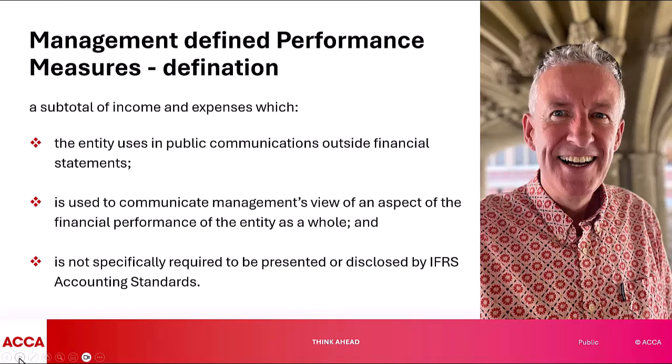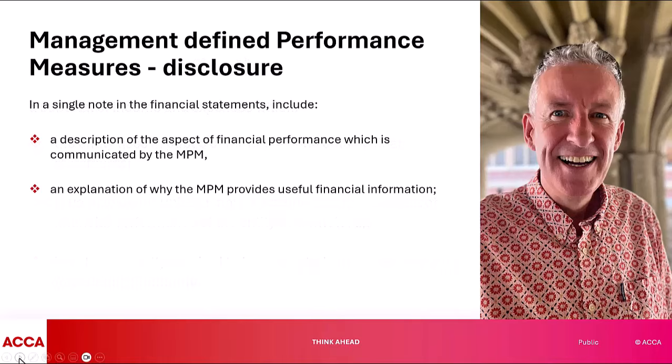So an MPM is a subtotal, is a profit, yeah, that the entity uses that is not defined by an accounting standard, not required to be disclosed by an accounting standard. As I say, many companies do it, things like EBITDA, things like underlying profits, whatever. Now, if you've got a management performance measure, you must make a disclosure in the notes. There must be a transparent disclosure so users understand the significance of that number.